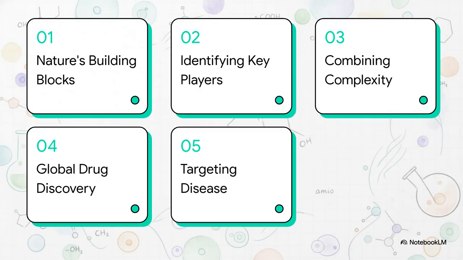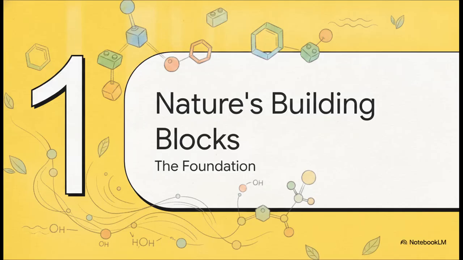To connect those dots, here is our roadmap for today. We'll start with nature's chemical building blocks, figure out how to identify the key players, see what happens when we combine groups for complexity, look at how this fuels global drug discovery, and finally, wrap up with targeting diseases right at the source. All right, let's jump right in.